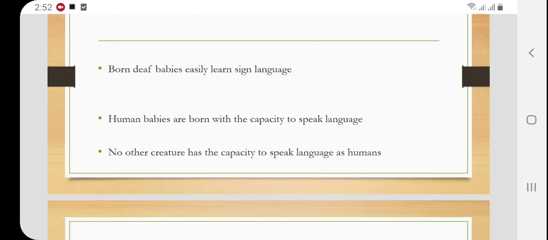Then we have the idea that human babies are born with the capacity to speak language. That is obvious, that we are born with this capacity. The words are processed in our brain, and then they come to our tongue, and then we produce words. This is the most authentic source to believe about language origin, that we are blessed with the capacity to speak language, the capability to speak language.